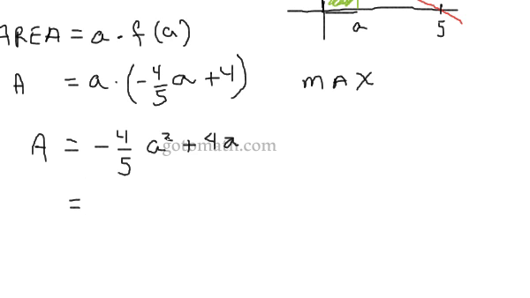So we want to take the derivative of this. We'll bring the 2 out front, and 2 times 4 is going to be 8. So we have negative 8/5 a plus, and the derivative of 4a is just 4. And that is our derivative. We set it equal now to 0, and we solve for a.